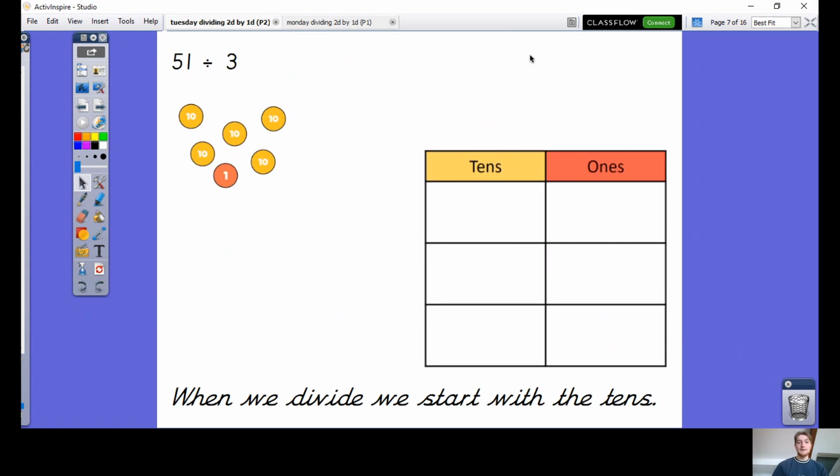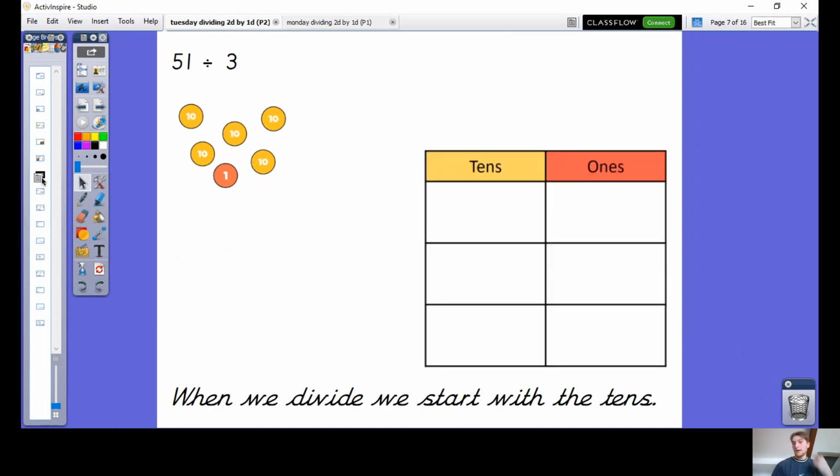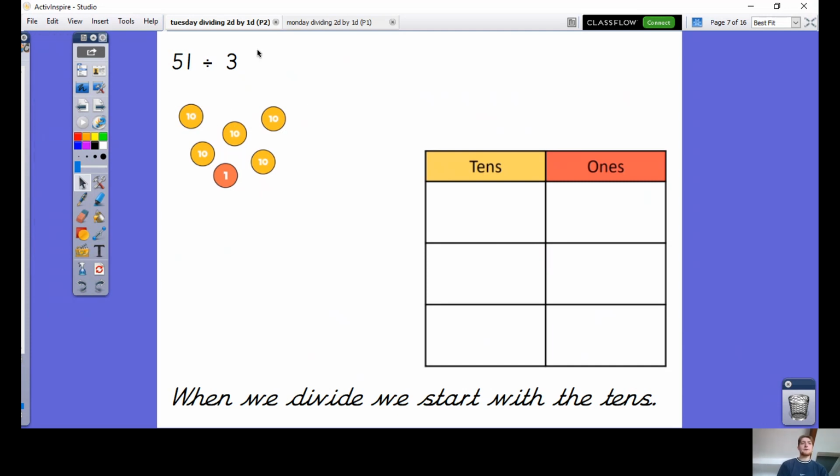Okay, right, this is the listening slide. So I would like you just to put your pencil on your paper again and eyes towards the screen. So I've got here 51 divided by 3. Okay, this is going to be slightly different. This is going to be a slightly harder question.